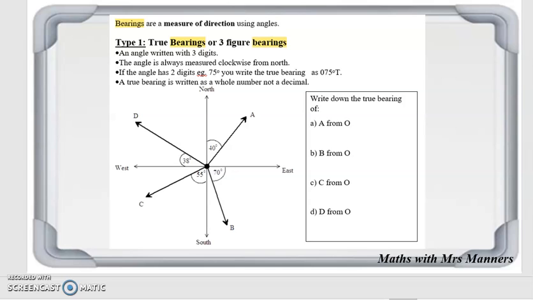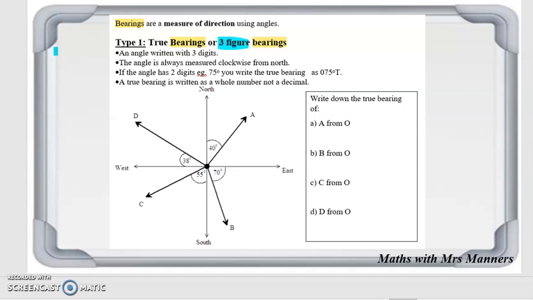There will be two types of bearings we're going to look at, and the first is true bearings. Now true bearings are also known as three-figure bearings, and the reason they're called three-figure bearings is it's an angle written with 3 digits, so it must contain 3 digits. If your angle is an acute angle with only 2 digits, then you'll put a 0 at the beginning. Like I said before, a bearing is a measure of turn.